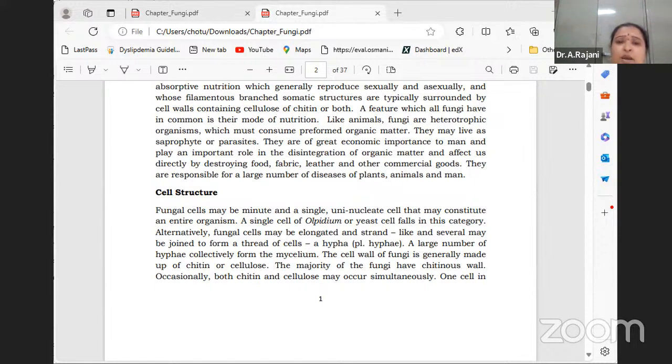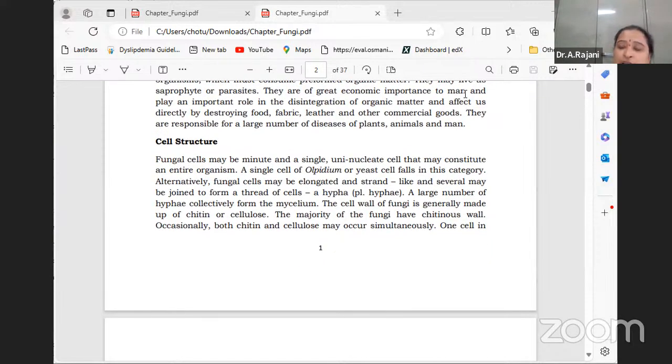What is the cell wall? A cell wall made up of cellulose is common in algae, but this is the second step of the plant body, no? That's why the cell wall here is made up of chitin. This is the basic thing. But occasionally cellulose also. Sometimes you can observe both, chitin and cellulose. Did you understand my topic? Anyone? Yes, madam. Thank you.